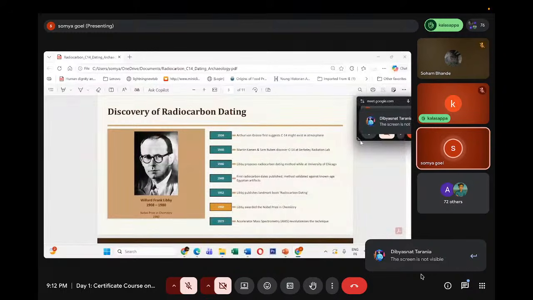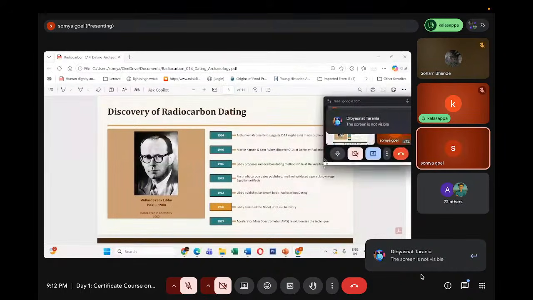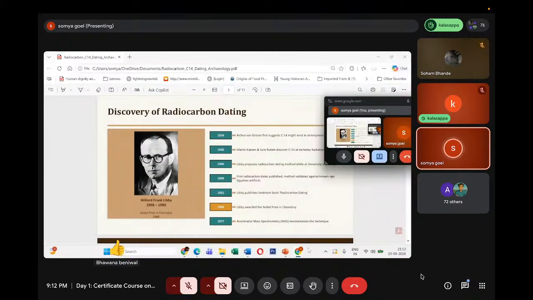Is okay, the screen is not visible. Wait, is it okay?